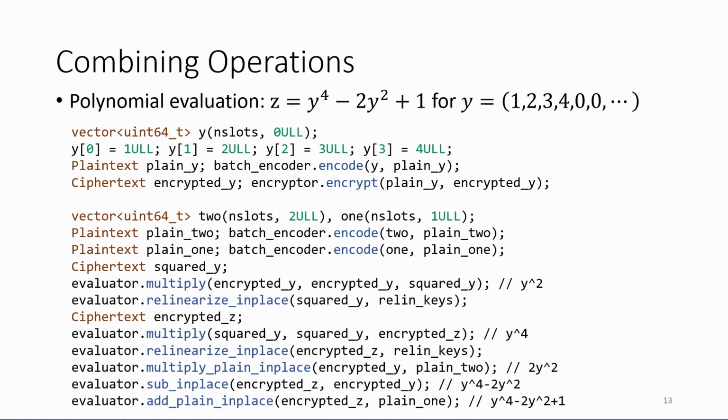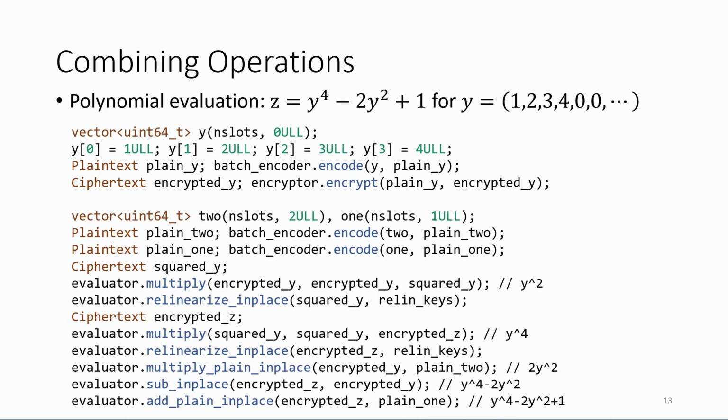Suppose I want to evaluate y to the 4 minus 2y squared plus 1 for this vector of values. What you do is, first you create n slots filled with 0, and put 1, 2, 3, 4 at the beginning. So you have y. Then you encode y to a plaintext, and encrypt plaintext y to encrypted y, and that's done with encryption. Then, let's say I have a vector of all 2s and a vector of all 1s, just to mark these two constant terms. They can be encoded to plaintext 2 and plaintext 1, so they become polynomials, and they can compute with the ciphertext y.